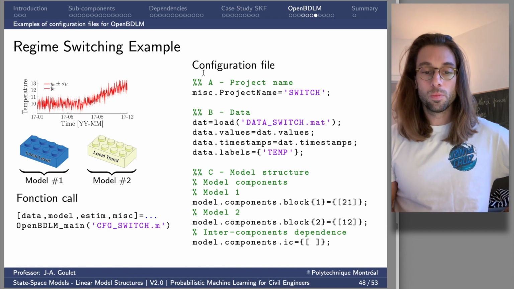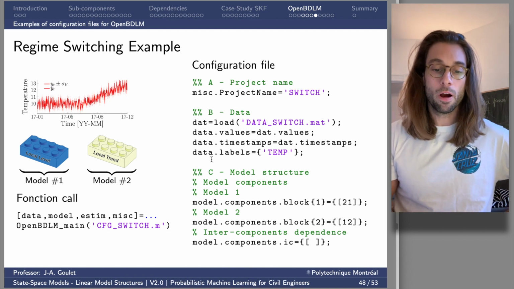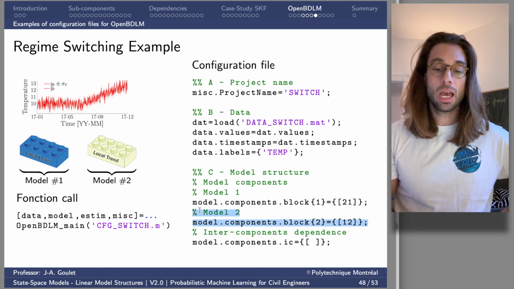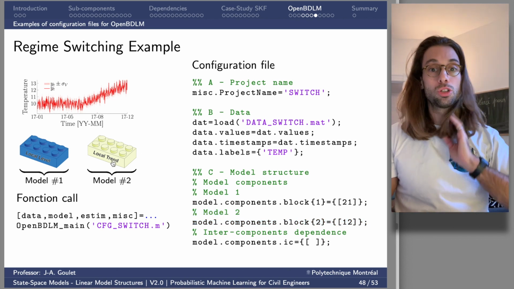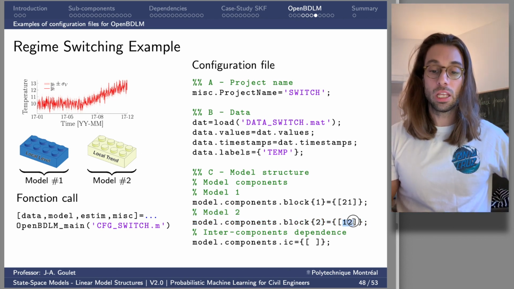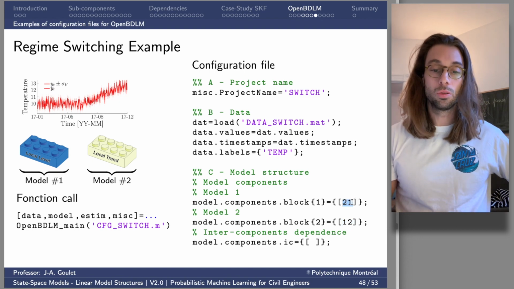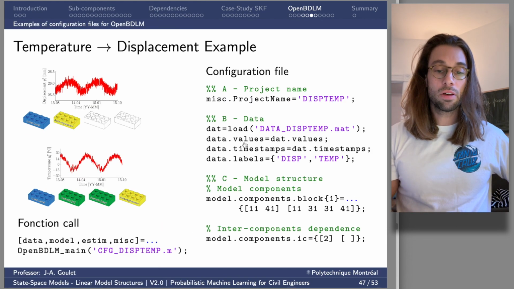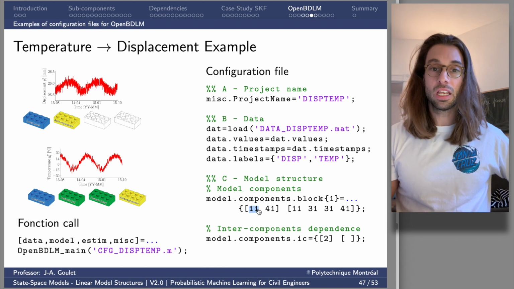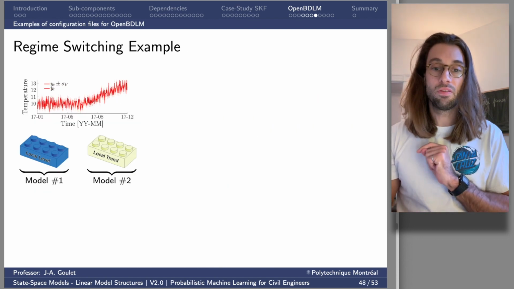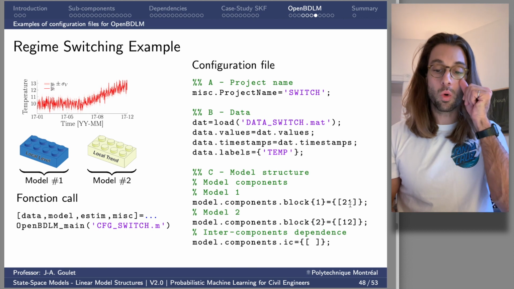So the first 2 parts are exactly the same as before, but now I don't have a single model component, I have 2 model components. Okay, so the second model component is a local trend. So local trend, the code number for it is 12. And my first one, my local level, is 21. So notice before, my local level had the code 11. 11 is for a local level with 1 hidden state variable. In this case, it's 21.